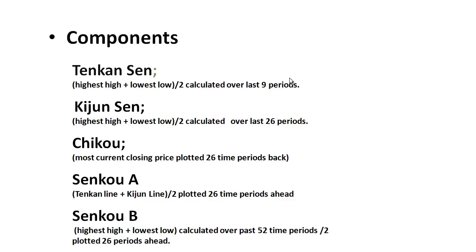Senkou A is Tenkan-sen and Kijun-sen added and divided by 2, which is plotted 26 periods into the future, which is very important to understand, and I'll point that out on a chart. Senkou span B is the highest high and lowest low calculated over the past 52 periods, divided by 2, and then that's plotted 26 periods into the future.